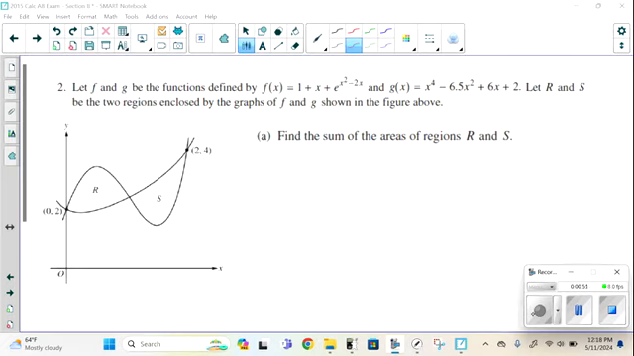Look at it. Let f and g be the functions defined by f of x is 1 plus x plus e raised to the x squared minus 2x, and g of x is x to the fourth minus 6.5x squared plus 6x plus 2. Let R and S be the two regions enclosed by the graphs of f and g shown in the figure, well, to the bottom left. Find, well, this is 2a now, find the sum of the areas of regions R and S.